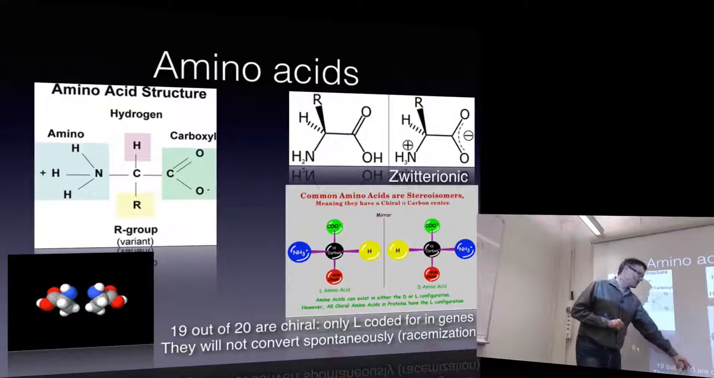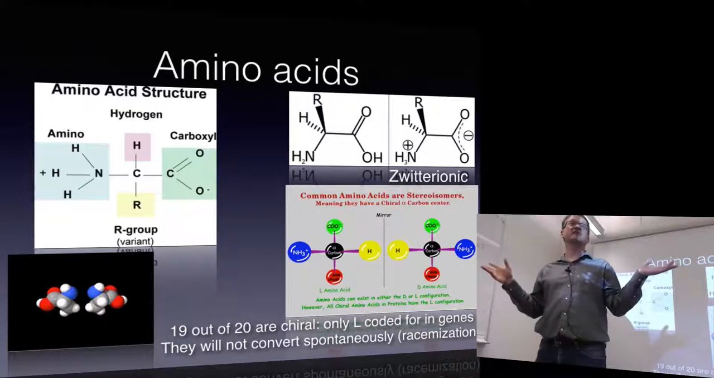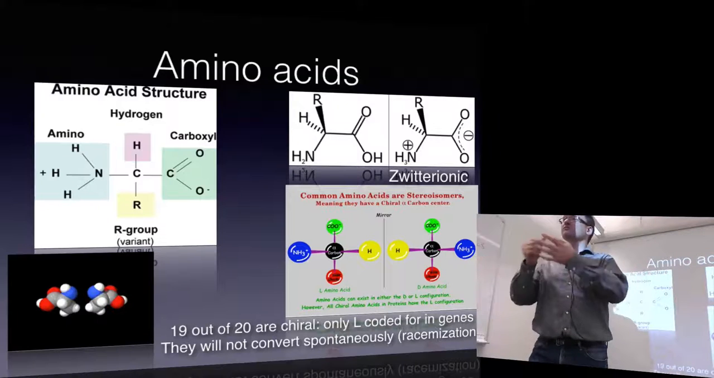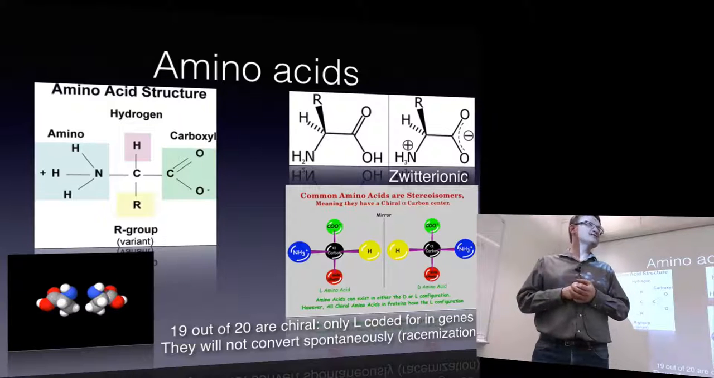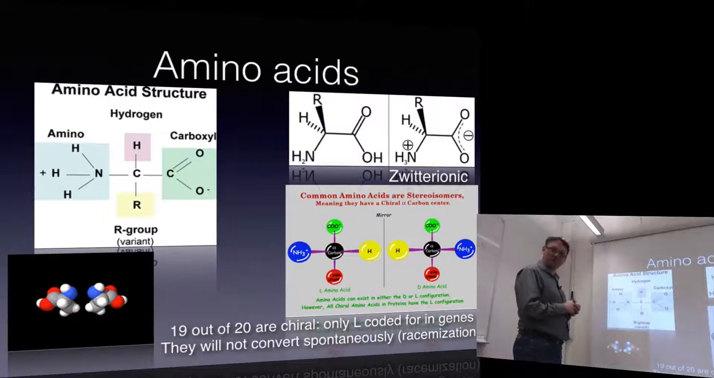Normally, we're going to talk about these 20, but it's actually important to know that one of the most important in the nervous system is gamma-aminobutyric acid, which is not one that you would typically have in your genome. Occasionally, we can encode special amino acids in the genome, which can be remarkably useful. I'll let you know why in a second.